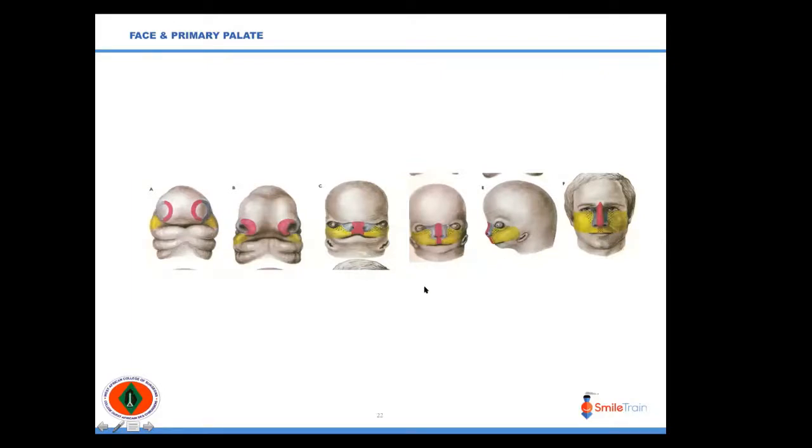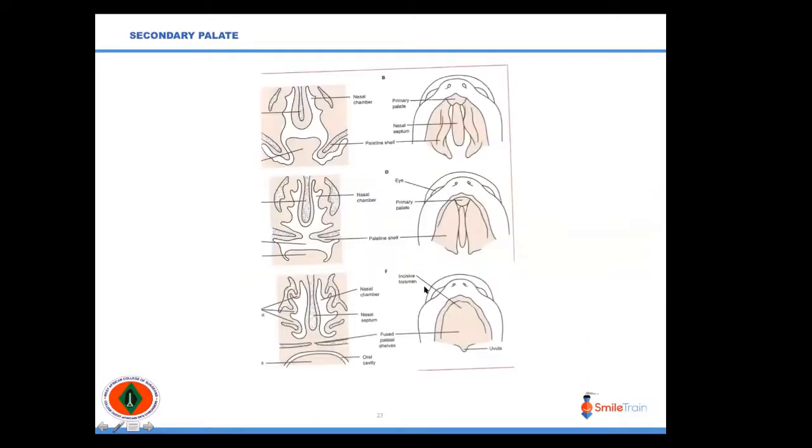You can see the lower lip. When it comes to the palate, you can see the shelf. This is the nasal chamber. This is the palatal shelf. You can see the palatal shelf. And this is the tongue. You can see it properly here.